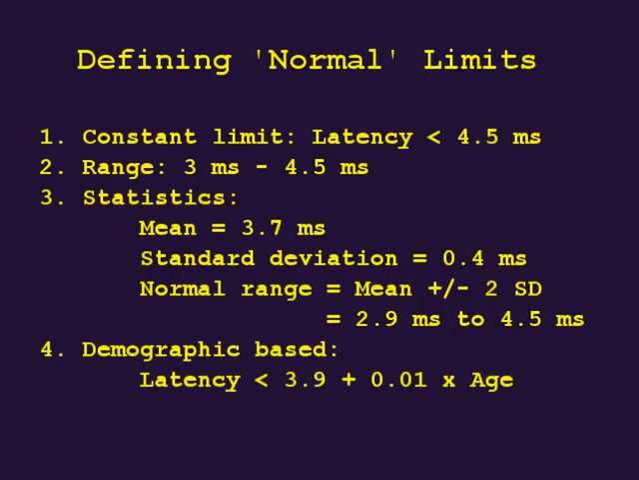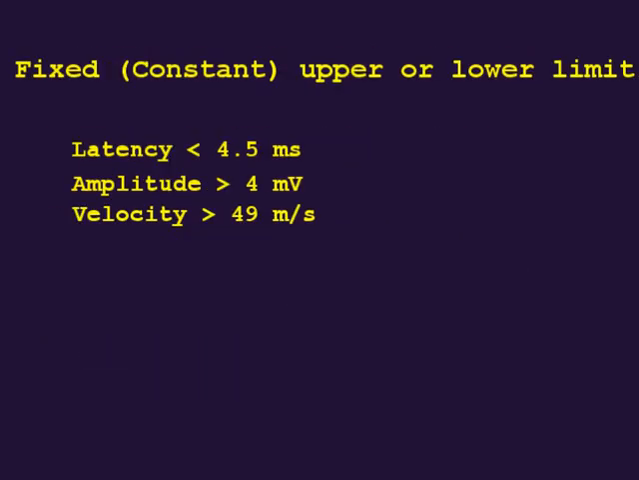Another method is to define normal values based upon the patient demographics. So the normal limit will be based upon the patient's age, height, etc. All of these modalities are possible in the software. But most of the laboratories rely upon a single number as the upper or lower normal limit. And that's the strategy I'm going to demonstrate in this video.